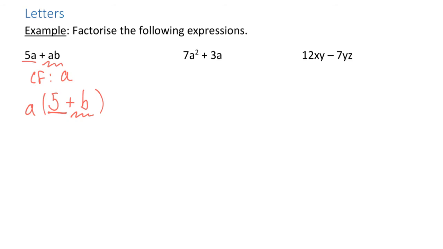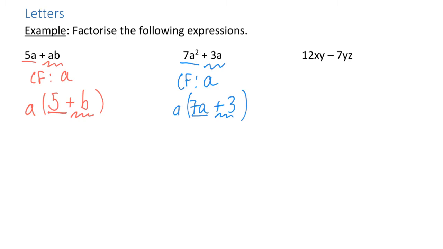The second example, between the 7a squared and the 3a, the common factor is going to be an a. So we put the a outside the bracket, and we think a multiplied by what gives us 7a squared? So we need the 7, so that's going to make 7a, but we need an a squared, and a multiplied by a is a squared, so we need to put 7a. Then we need to think a multiplied by what gives us plus 3a, so we need the plus. We've already got the a, so all we need is the 3 there.